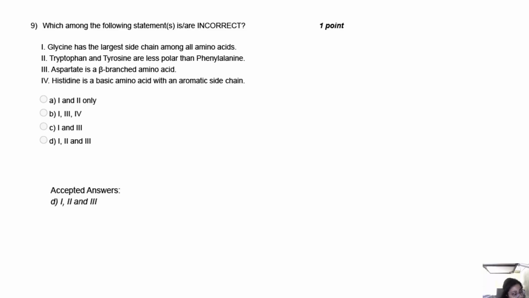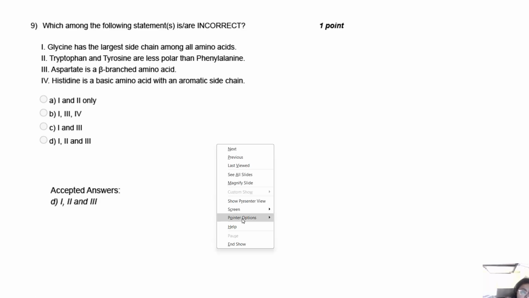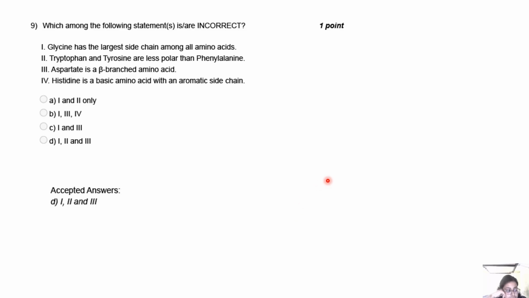Phenylalanine has a benzyl group which is nonpolar aromatic. Tyrosine has an OH group on the aromatic ring and tryptophan has an indole NH group. Both make them more polar than phenylalanine. So this statement is also incorrect. Aspartate is not a beta branched amino acid, because beta branched amino acids are valine, isoleucine, and threonine, where the branching occurs at the beta carbon. So this statement is also incorrect.